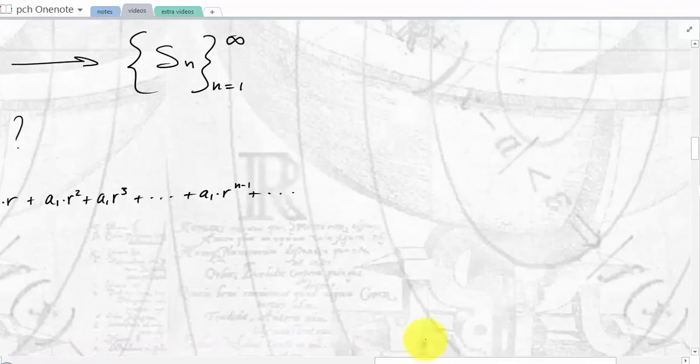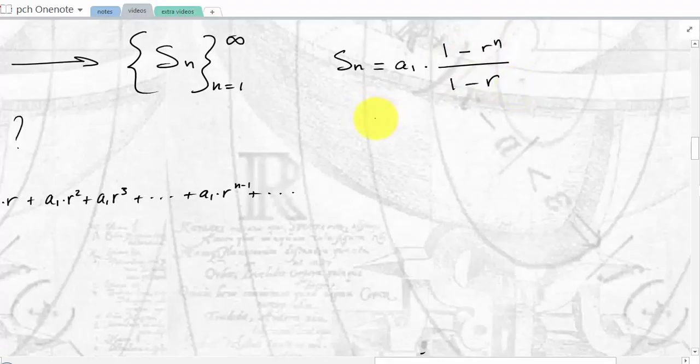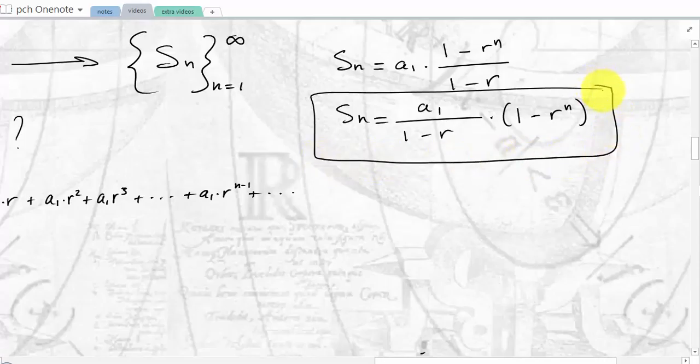For that, we look at the sequence of partial sums Sn from n equals 1 to infinity. This is also why we are studying geometric series, because we know how to express Sn. Sn is a1 times (1 minus r to the n) over 1 minus r. So I can rewrite that as a1 over 1 minus r times (1 minus r to the n). And because Sn is expressed in such a way, we know everything there is to know about a geometric series.